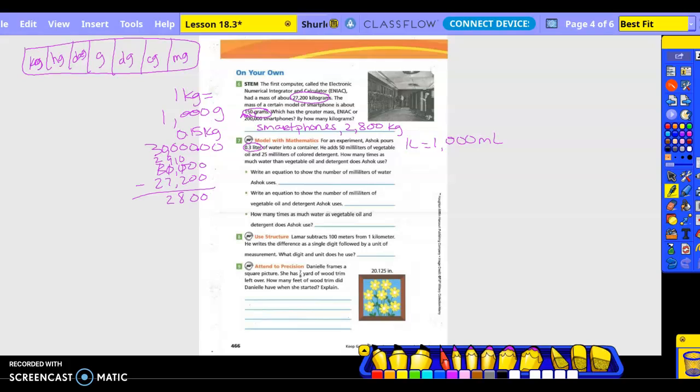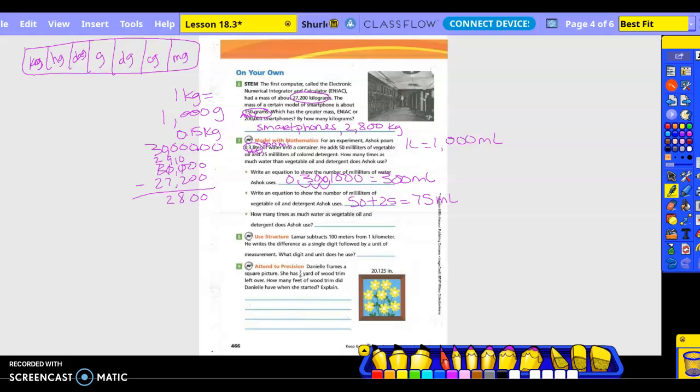Okay, so we have to move this to what? Are we going larger to smaller, smaller to larger? Larger to smaller, so we're going to multiply, right? So I'm going to loop it 1, 2, 3. So this is also equivalent to 300 milliliters, right? So basically, we have 0.3 times 1,000. So we looped it 1, 2, 3 spots and put a zero. So that equals 300 milliliters. Okay. So write an equation to show the number of milliliters of vegetable oil and detergent. So we're going to use 50 plus what? 25 equals 75 milliliters of those both.